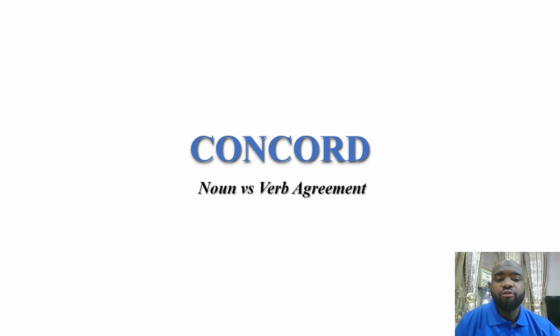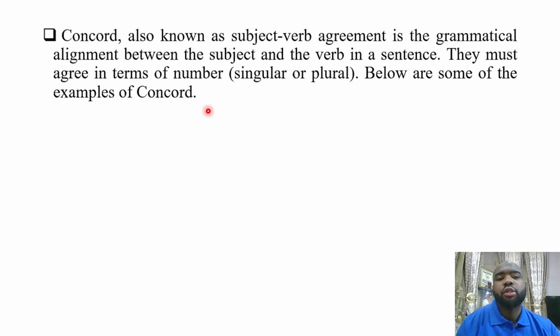In today's episode, we are going to look at the aspect of concord, noun versus verb agreement, or subject-verb agreement. So now, concord. What is a concord? Just like I explained in the introductory aspect, concord is the subject-verb agreement. That is the grammatical alignment between the subject and the verb in a sentence. So therefore, there must be that kind of agreement in terms of number, singular or plural.